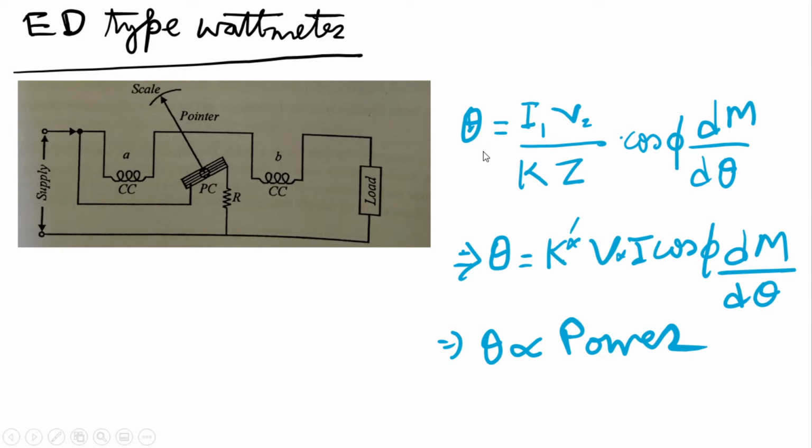So let us look at the torque equation. Theta equal to I1 I2 by K cos phi dM d theta. I1 I2 is V by Z, so that is the working expression, and here in this case I2 is V by Z. So I1 V by Z into 1 by K into cos phi dM d theta. Okay, so now this K and Z are constant for a particular instrument. So theta equal to K dash into V into I into cos phi into dM d theta, and V I cos phi, you know that is the active power P. So theta is proportional to power. Okay.